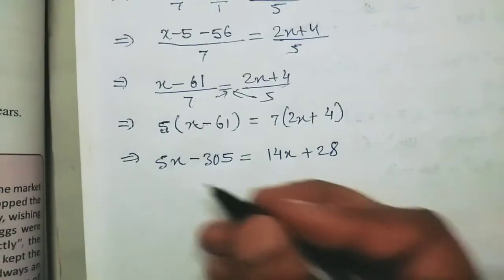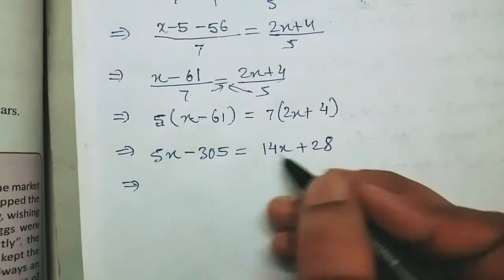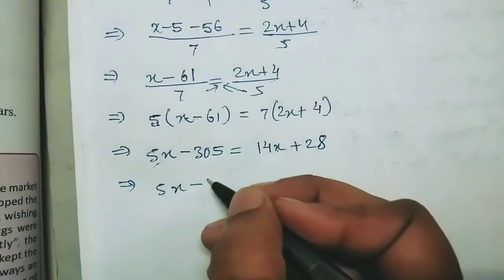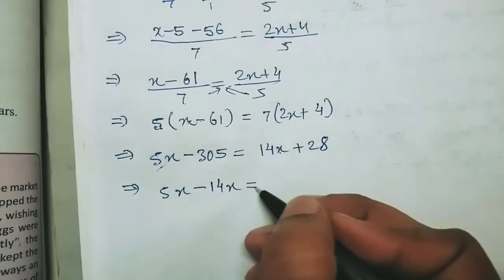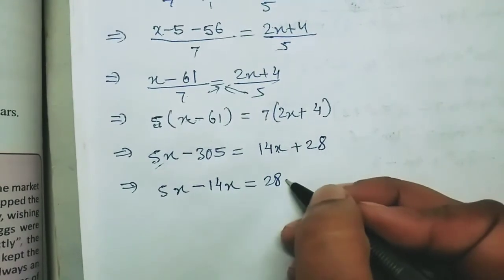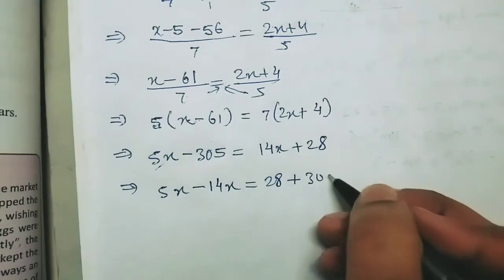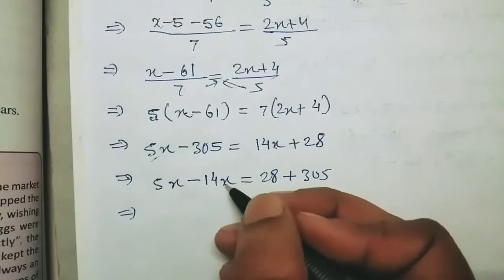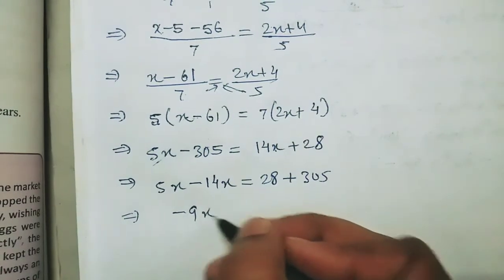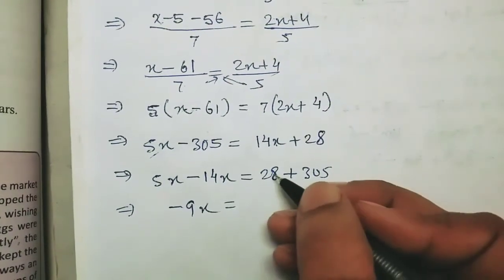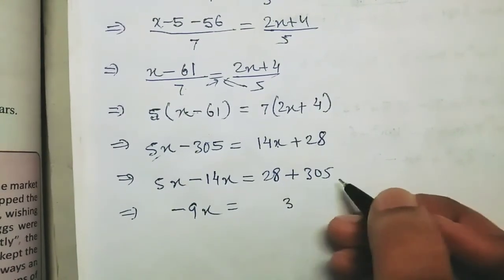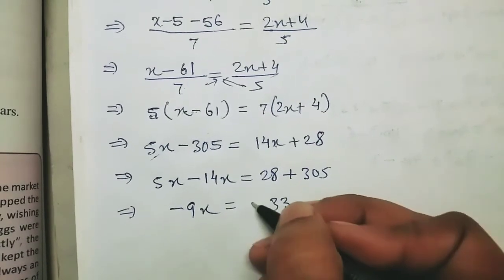Now we do the transferring of these variables. 5x here and 14x we will transfer here. So 5x will become minus 14x, and 28 is here, and bring this minus 305 this side, then it will be plus 305. Then minus 5 minus 14 is what? 9. So it will be minus 9x. Now it is 28 plus 305. Add it: 333.